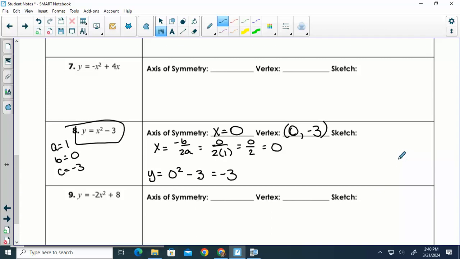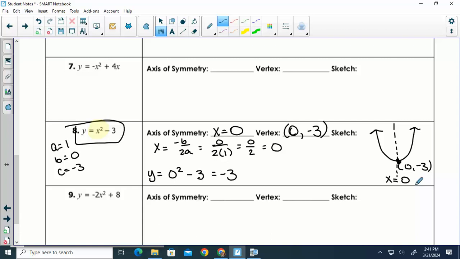Is my sketch upward or downward? Because you look at the x squared term. A positive is opening up, a negative is opening down. If you were really confused and couldn't figure it out, what could you do? Graph it. Graphing calculator. That's how we figured it out the first time. My vertex is that point 0, negative 3. Axis of symmetry. Draw your dashed line and label x equals 0.